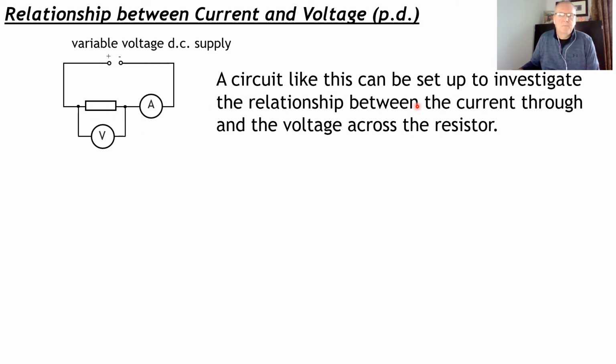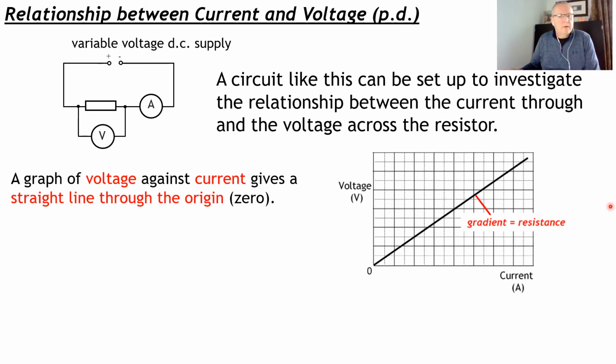We can set up this circuit to investigate, and what we want to do is change the voltage of the DC supply and measure the current and voltage, or potential difference as we should now call it, for various points. Then we plot a graph. In this case, the graph is of voltage on the y-axis against current on the x-axis. And what you find is you get a straight line graph through the origin. Now that is an extremely important graph to have in physics, because that's how we prove relationships.